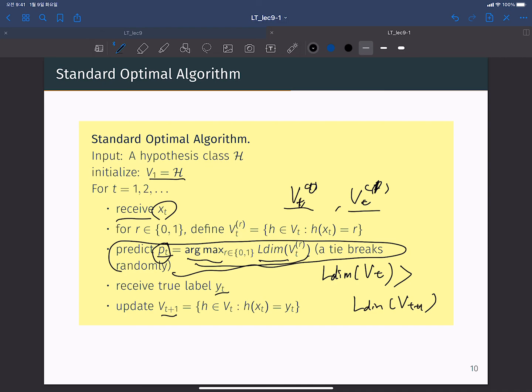So the L dimension of Vt is monotonically decreasing, and whenever there is a mistake, the L dimension strictly decreases. Which means the maximum possible number of mistakes for this standard optimal algorithm is the L dimension of V1, the L dimension of the entire hypothesis class H.